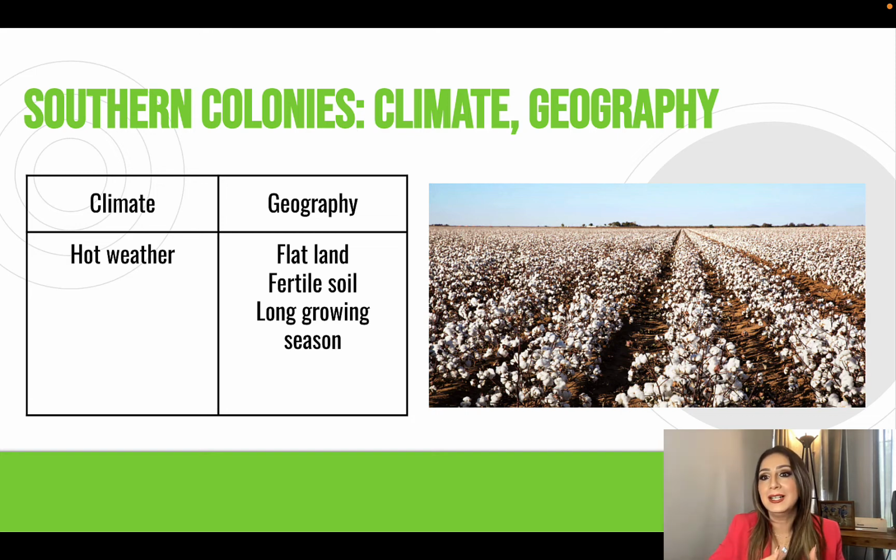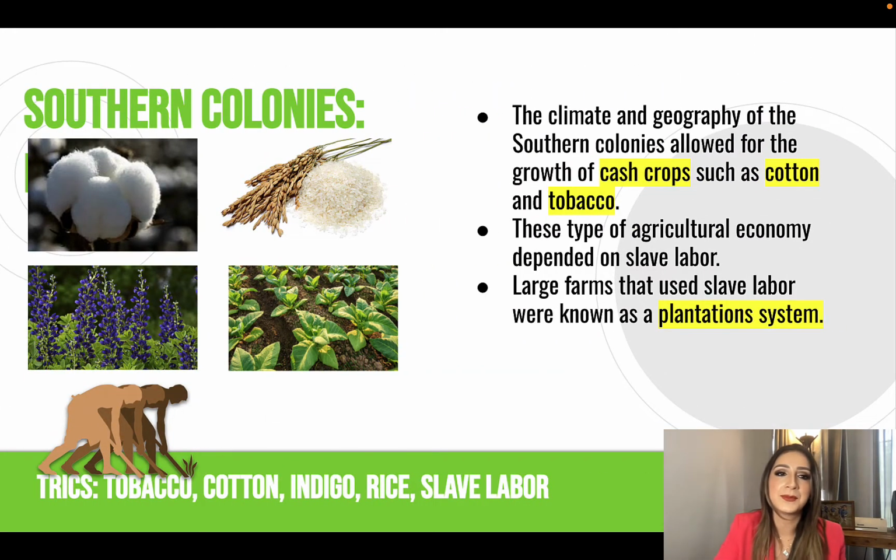That means it's hot a lot of the time and their winters are short, the opposite of the New England colonies. Now, what did they do? Because they had hot, flat, fertile soil, what kind of crops were they growing? Well, they were growing what became known as cash crops. Crops that they could grow to sell, not just to survive. These crops included tobacco, rice, cotton, and indigo. Because of this agricultural economy, though, they depended on slave labor. So these large farms that used slave labor were known as the plantation system or plantations.